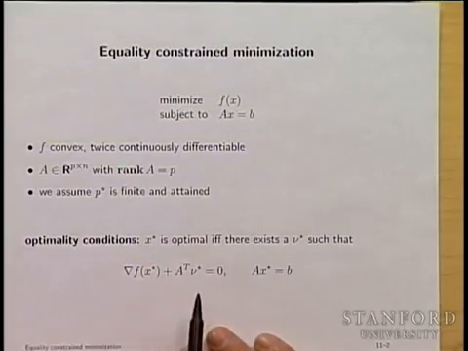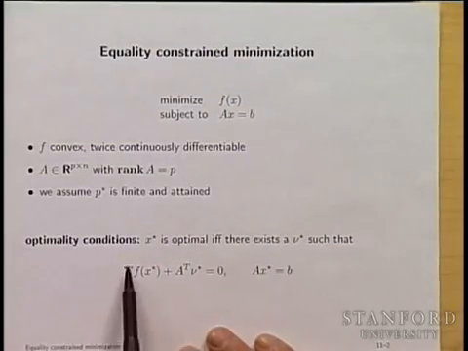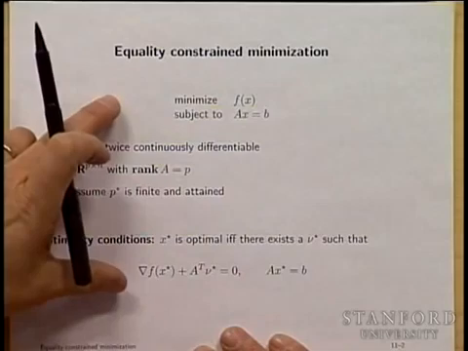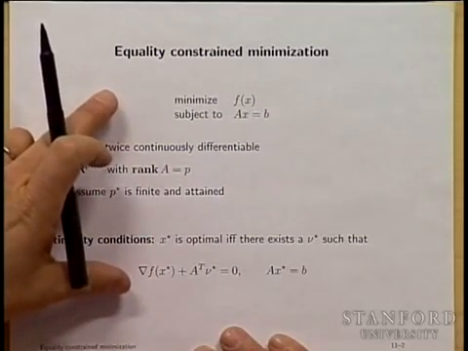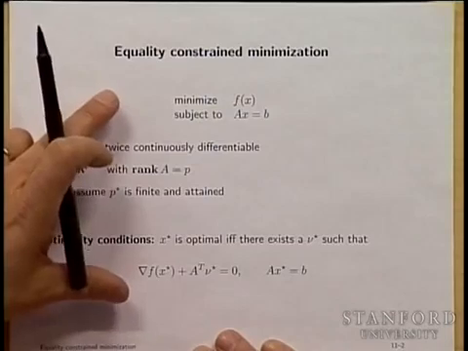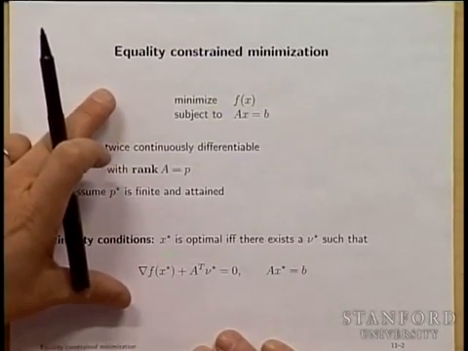Now, the optimality conditions here are simple. It's if and only if there exists a nu such that the gradient plus A transpose nu equals 0. So that's the classic Lagrange multiplier rule. However, in this case, it's if and only if. Right? There are no constraint qualifications of any kind here. You don't even have to apologize. These are the necessary conditions.